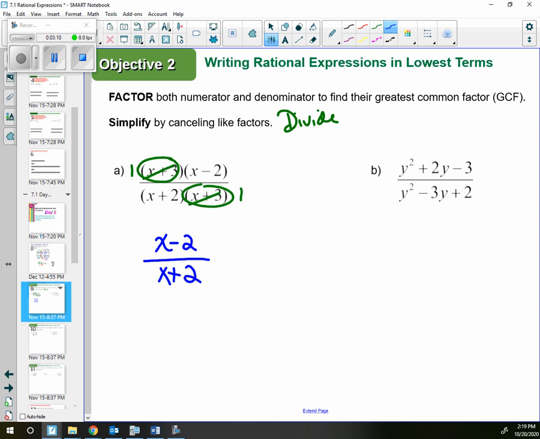Now some people might think, okay, can I do anything else? Well, no, you can't, because those binomials are not exactly the same. They would have different values if you plugged in a number for x.